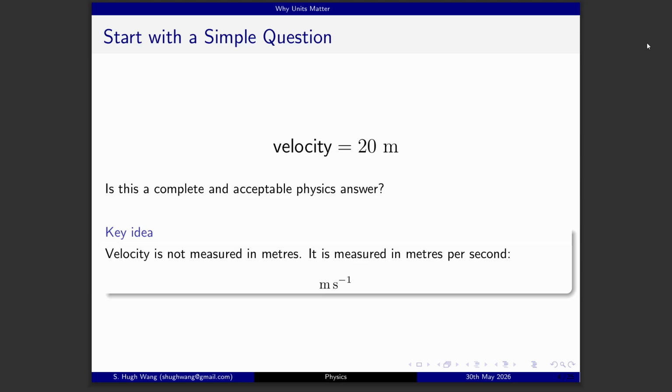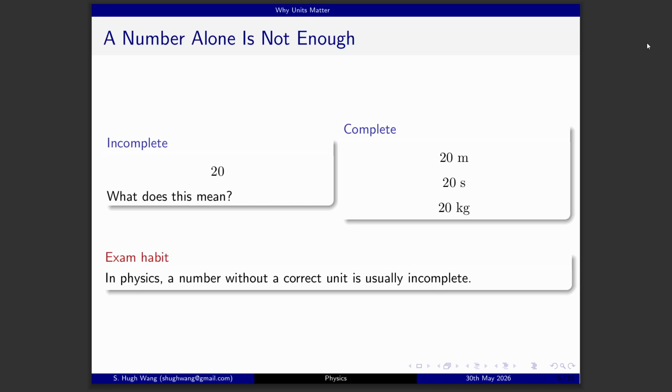Units are not decoration at the end of an answer. Units tell us what kind of physical quantity we are dealing with. Now look at the number 20 by itself. What does 20 mean? It could mean 20 meters, 20 seconds, 20 kilograms, or even 20 degrees Celsius in another context. The number alone doesn't give us enough information, but when we write 20 meters, 20 seconds, 20 kilograms, the meaning becomes clear. In physics, a number without a correct unit is usually incomplete.